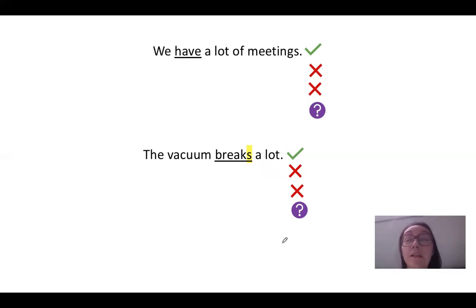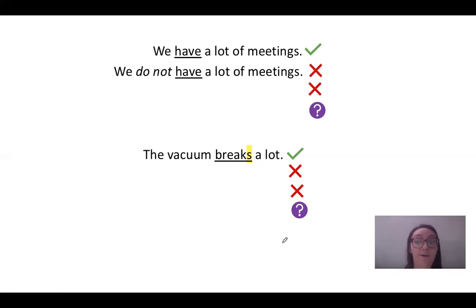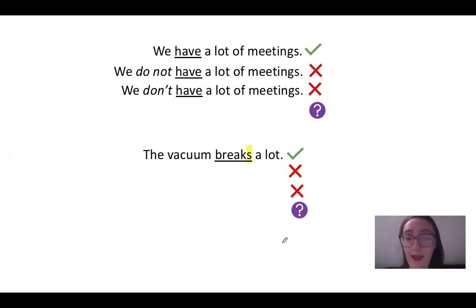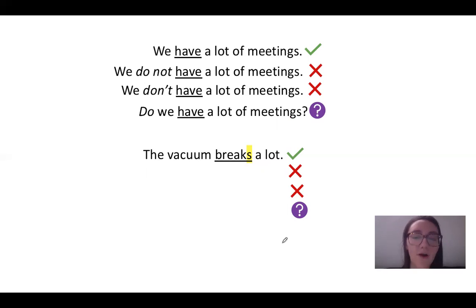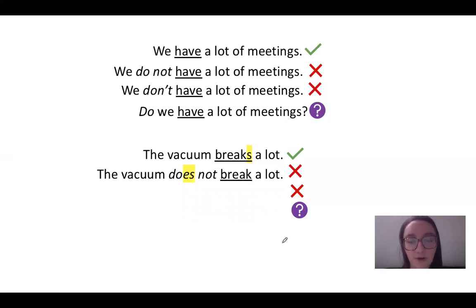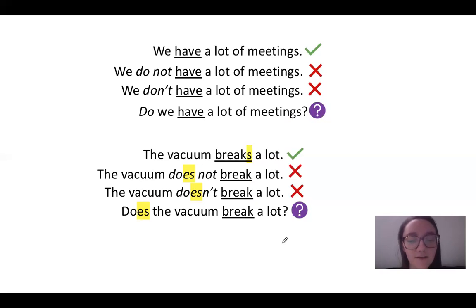We have a lot of meetings. How would you make it negative? Something that happens all the time. We do not have a lot of meetings. So we don't have meetings a lot, right? We don't have a lot of meetings. The vacuum breaks a lot. Then the question, do we have a lot of meetings? The vacuum does not break a lot, or the vacuum doesn't break a lot. But to turn it into a question, does the vacuum break a lot?